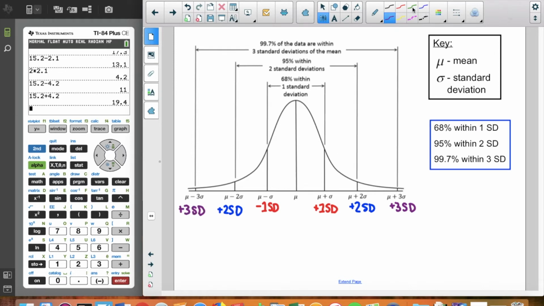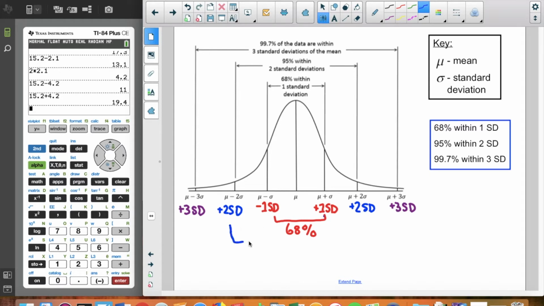Now, this information that's right here is extremely important. 68% of the data lies within 1 standard deviation. So from here to here is 68% of our data. Oh, I should have made that red to continue with the color scheme, so that's what I'm going to do. So from here to here, within 1 standard deviation, is 68% of our data.